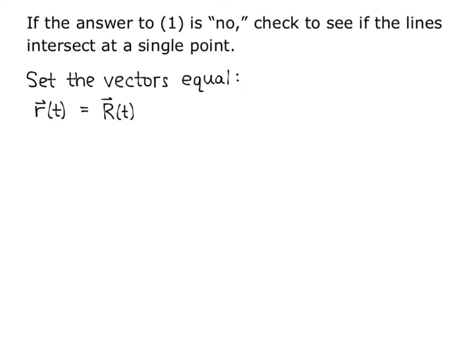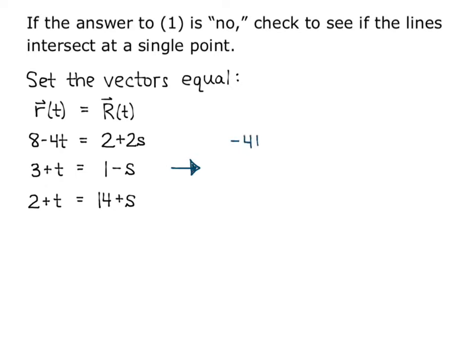Remember, if two vectors are equal, then their x components are equal, their y components are equal, and their z components are equal. So I'm going to have 8 minus 4t equals 2 plus 2s, 3 plus t equals 1 minus s, and 2 plus t equals 14 plus s. So just component-wise, x equals x, y equals y, z equals z. Now I want to solve this system of equations. So I'm going to rewrite it so all of my variables are on the left side of the equal sign and all of my constants are on the right side. So I get negative 4t minus 2s equals negative 6, t plus s equals negative 2, and t minus s equals 12.